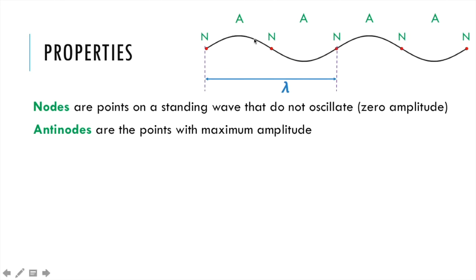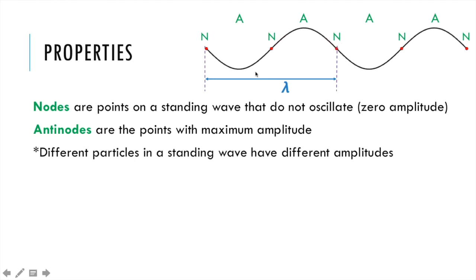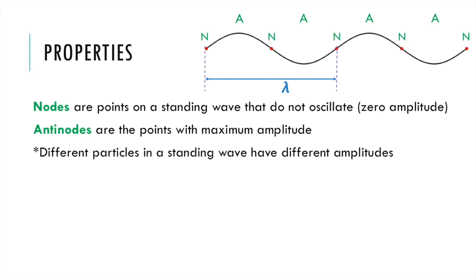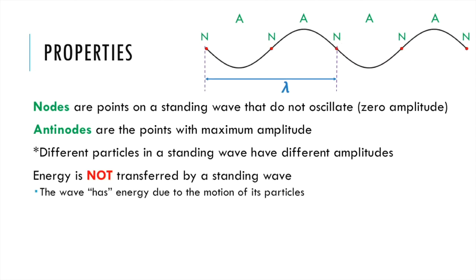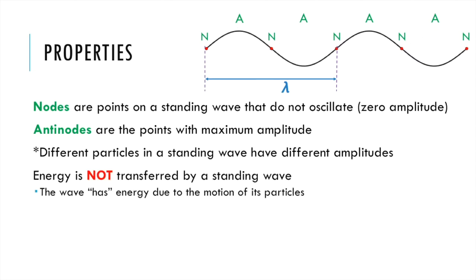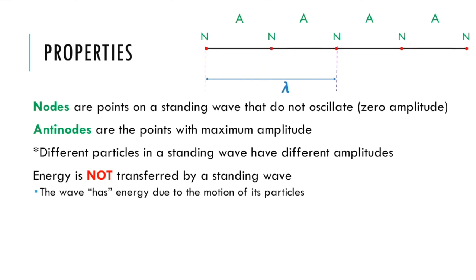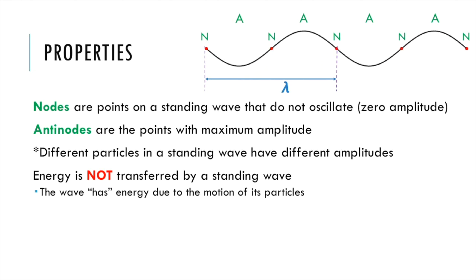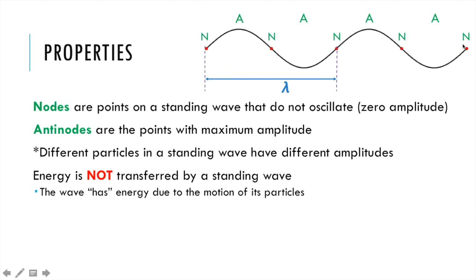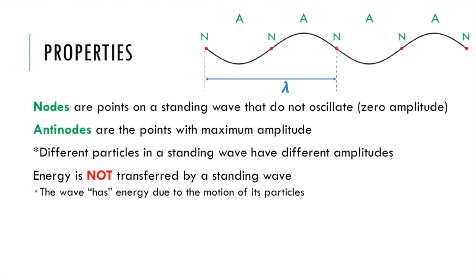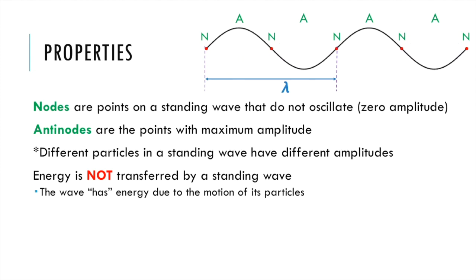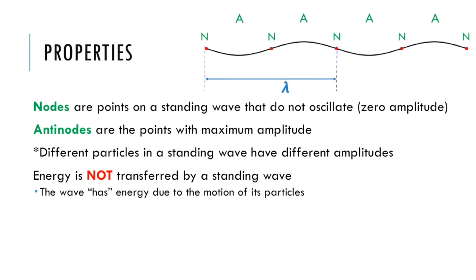There are points in between the antinodes and the nodes that oscillate just a little bit. So it turns out all the particles have different amplitudes. This is not the case for a traveling wave where all particles have the same amplitude. Another key difference is that a standing wave, because the shape of the wave doesn't really move, doesn't transfer energy from one end to the other in the same way that a traveling wave does. We do say that the standing wave has energy because obviously there's motion, so there's some energy kind of tied up in the wave, but it's not being sent from one end to the other like it is in a traveling wave.